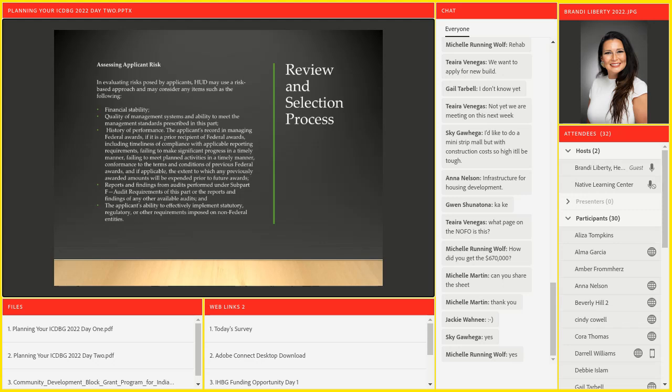When they're trying to assess their applicant risk, which means HUD doesn't want to give money out to someone that hasn't properly accounted for their funds through their financial management system for years. This are going to communities that have sound financial management practices in place. And so they're going to look at things such as financial stability, the quality of your management systems, and the ability to meet the management standards.